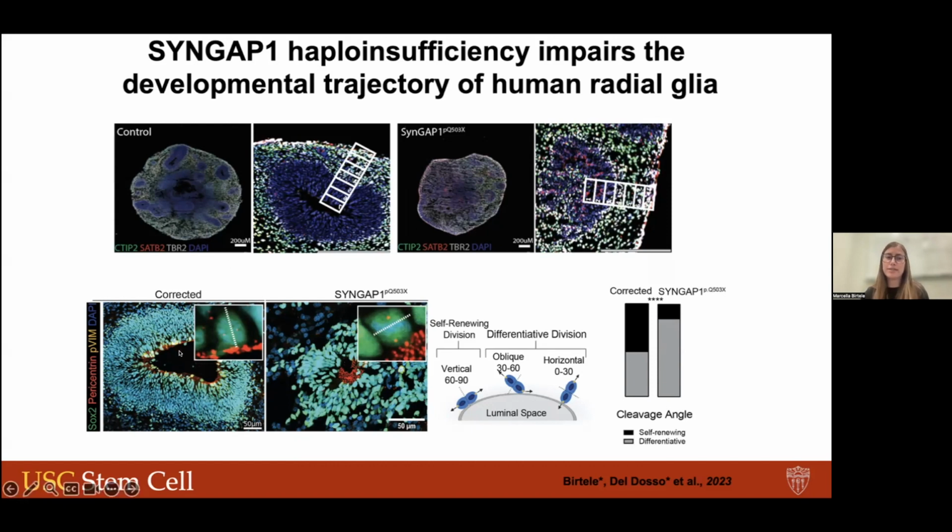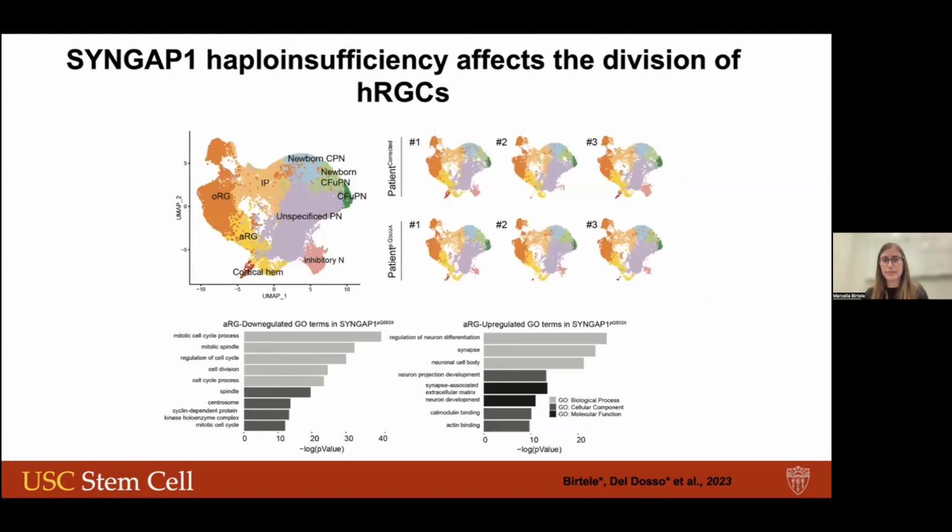We continued our analysis in the ventricular zone by looking at how radial glia divide. When comparing the corrected with the patient line, we could see that the corrected line maintained a homogeneous ratio of self-renewing and differentiative divisions. However, when analyzing radial glia cells from the patient line around the ventricle, we could see that these cells were dividing more towards differentiative divisions, suggesting that this impairment in radial glia scaffolding and cytoskeletal remodeling affects the trajectory of radial glia cells.